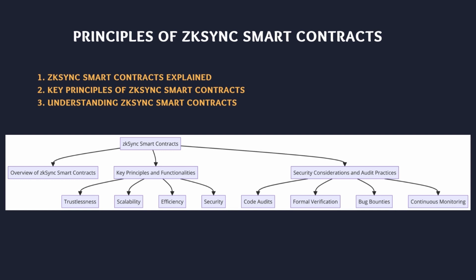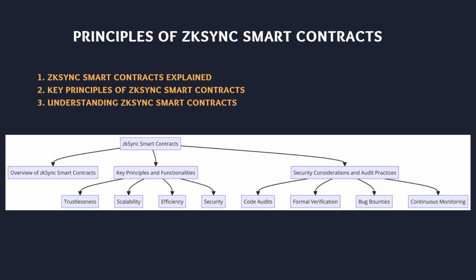zkSync smart contracts operate on the Ethereum blockchain and utilize zk rollup technology to process transactions. They play a crucial role in aggregating multiple off-chain transactions into a single on-chain transaction, thus optimizing performance and reducing costs. There are several key principles and functionalities that make zkSync smart contracts unique and effective.